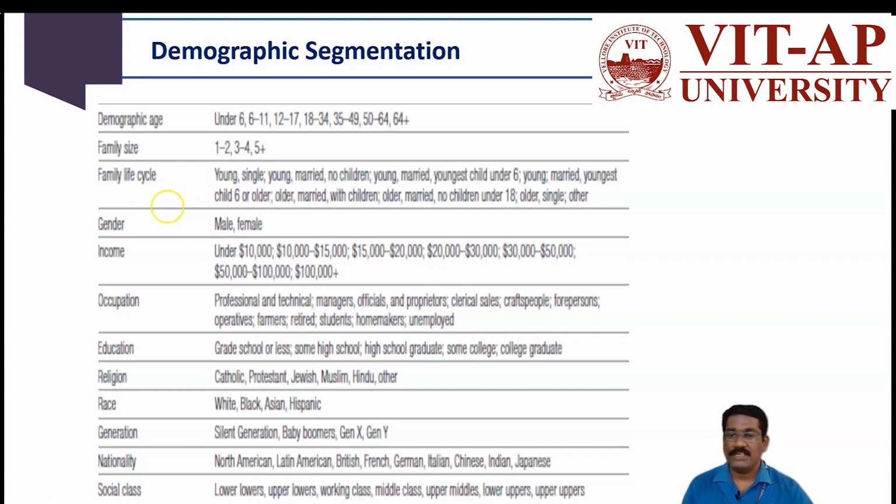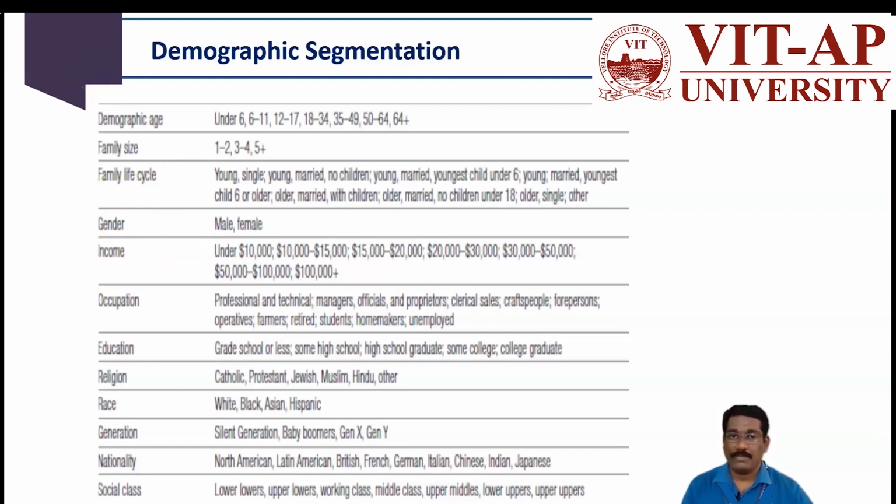And the next one is gender, male and female. I can quote the example of Fair and Lovely. 10 years before, there was no option. If men wanted to become fairer, they only applied Fair and Lovely. But now what has happened is they segmented through gender, and an exclusive product for males has come, which is called Fair and Handsome. Those products are available.